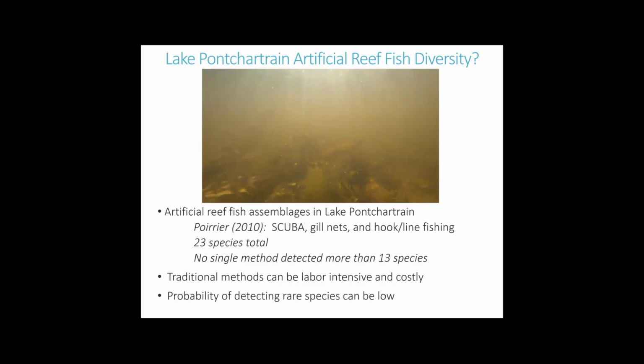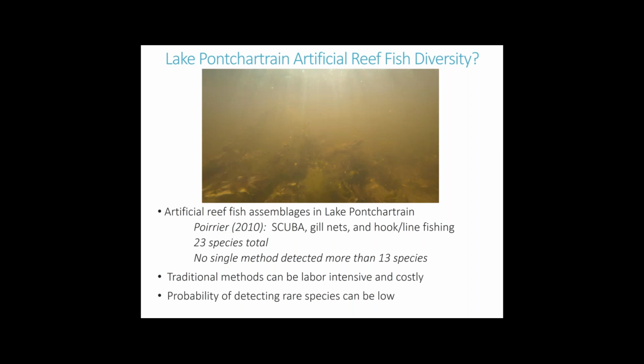The only investigation of artificial reef fish diversity in Lake Pontchartrain was a report published by Mike Poirier from UNO. They conducted scuba, set gill nets around the reefs, and conducted hook and line fishing. They collected 23 total species using those 3 approaches, but no single method detected more than 13 species. Obviously, these approaches can be labor intensive and costly from a time perspective. More importantly, there's a high probability of missing rare species in these environments.